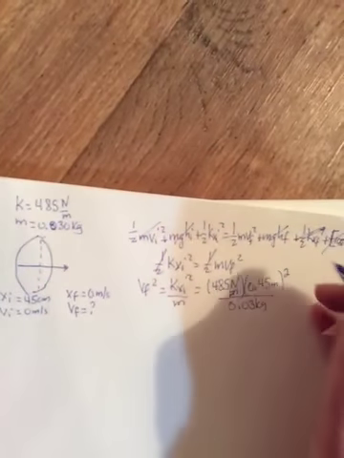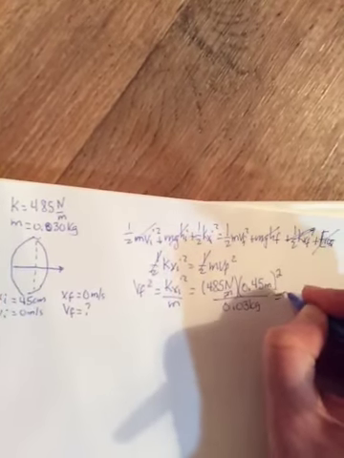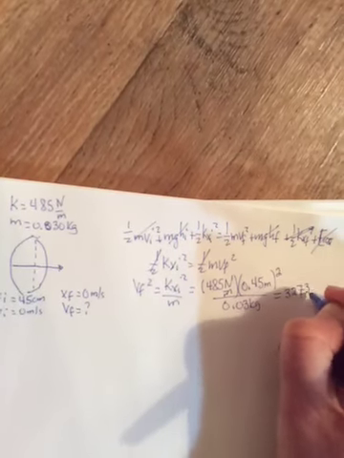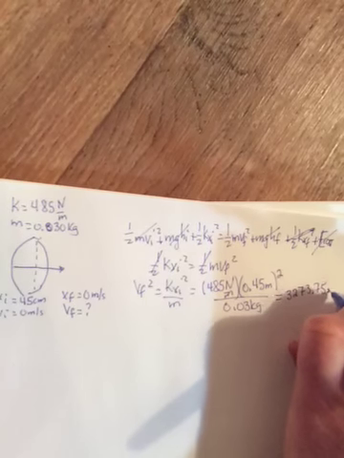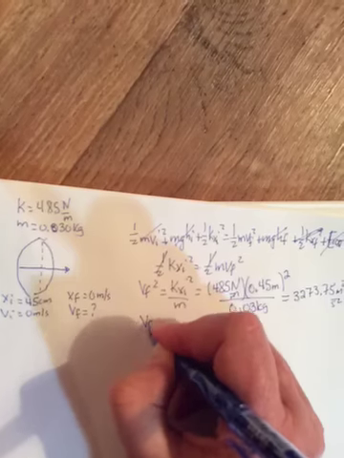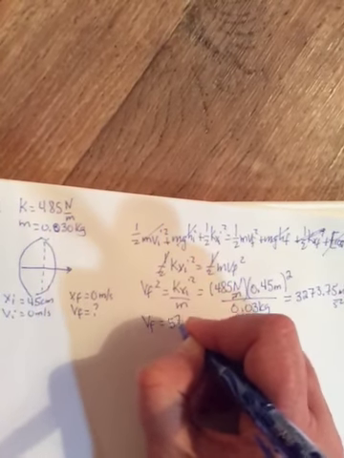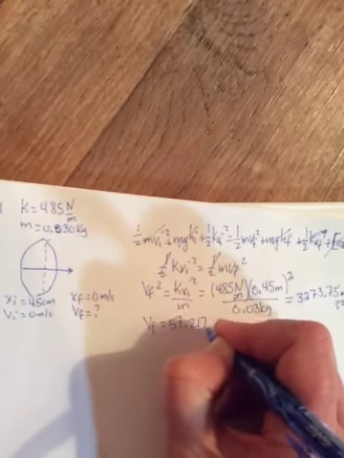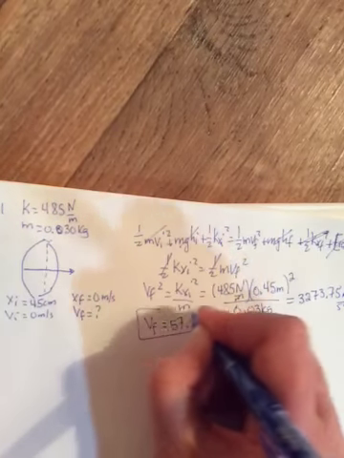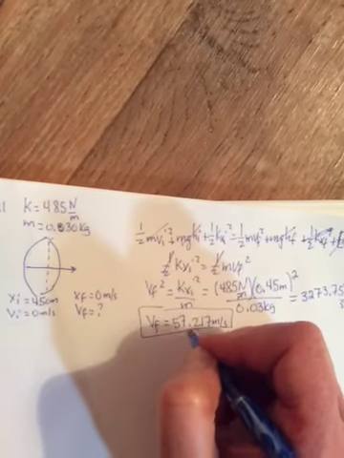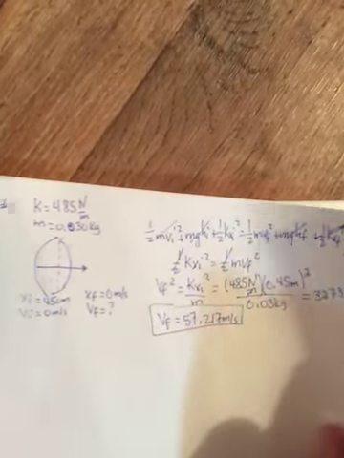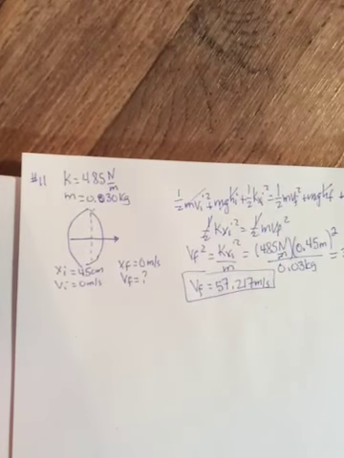This is a huge number. 3,273.75 meter squared per second squared before you take the square root. And when you take the square root, you get 57.217 meters per second, which is very fast. It's like 200 kilometers per hour or something. Moral of the story, don't stand in front of this arrow. All right, that's number 11.